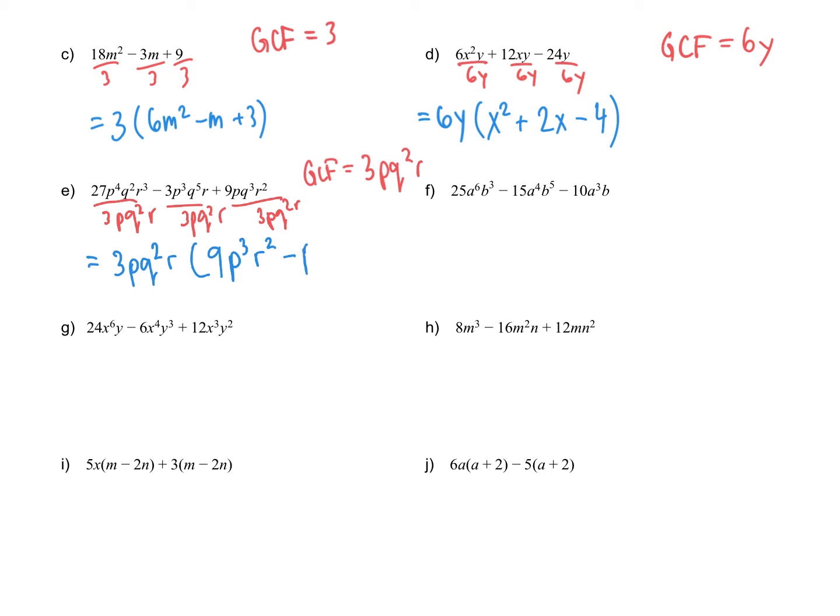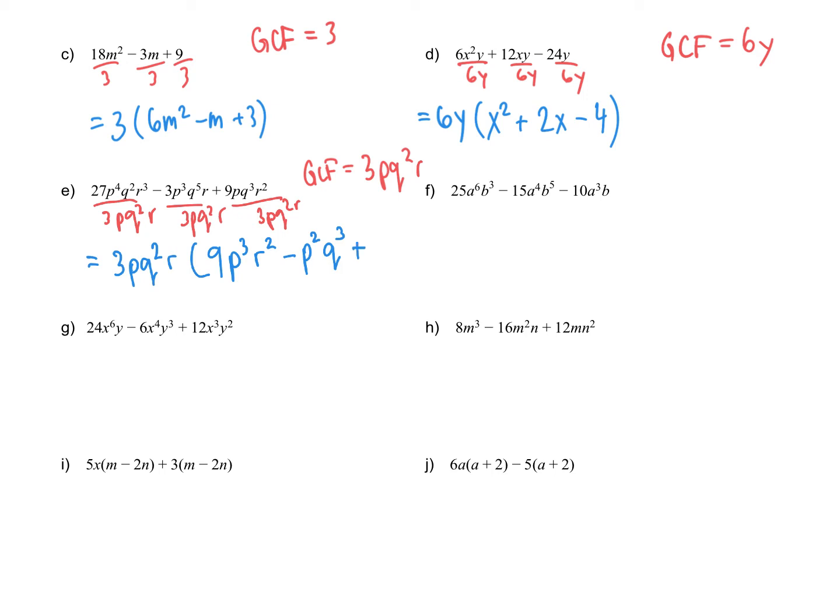P cubed divided by p is p squared. q to the 5 divided by q to the 2 is q cubed. R divided by r, nothing. They cancel out. Make sure you don't put an r because technically the exponents are both 1. 1 minus 1 is 0, and anything to the power of 0 is 1. So it's gone.